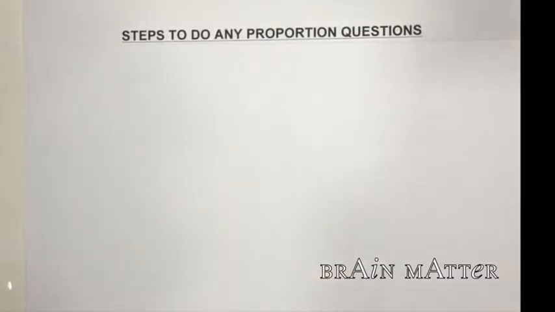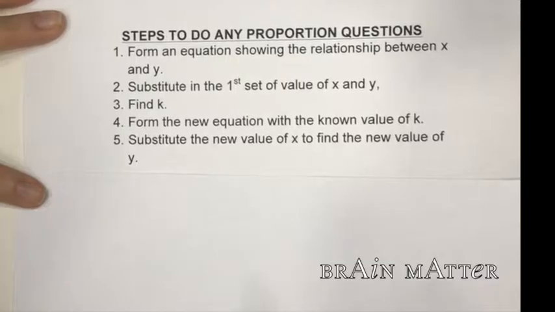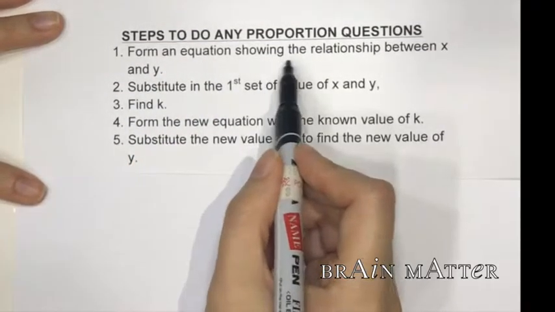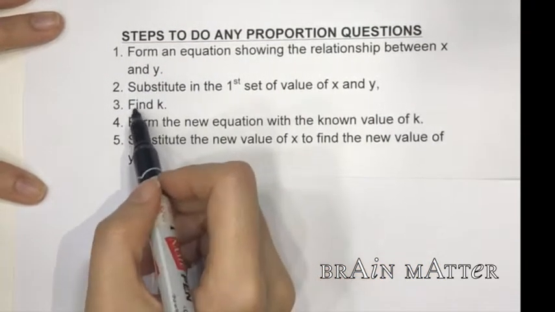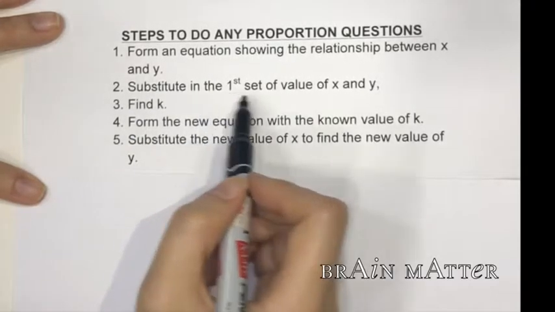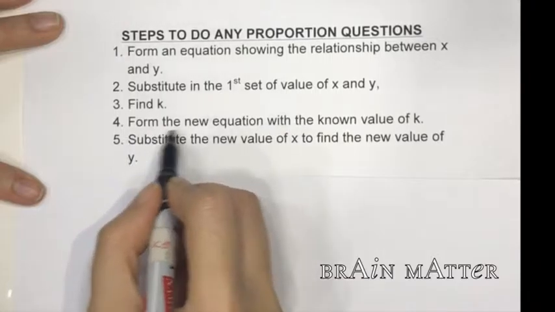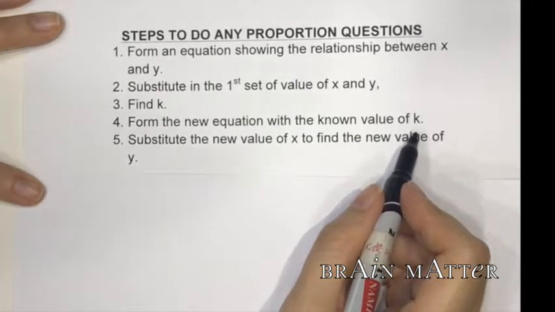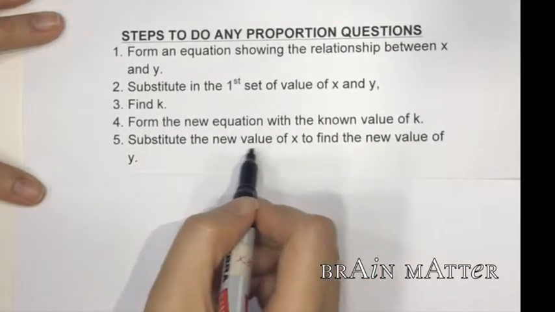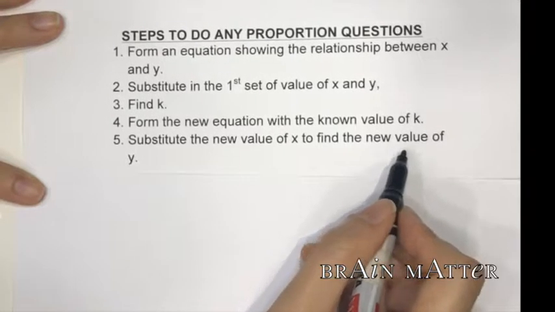Let's look at the steps used to solve any proportion question. Number 1, we form an equation showing the relationship between x and y. Next, we substitute in the first set of values of x and y to find k. After that, we form the new equation with the known value of k. Lastly, we substitute the new value of x to find the new value of y.